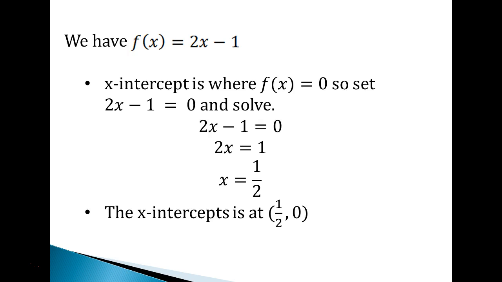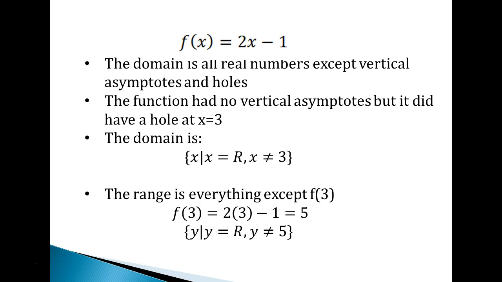We can find the x-intercept, and we know that's where the function is equal to 0, so we're going to set 2x - 1 equal to 0 and solve, and we end up with an x-intercept at x is 1/2, y is equal to 0. We can also find the domain and range of this thing.